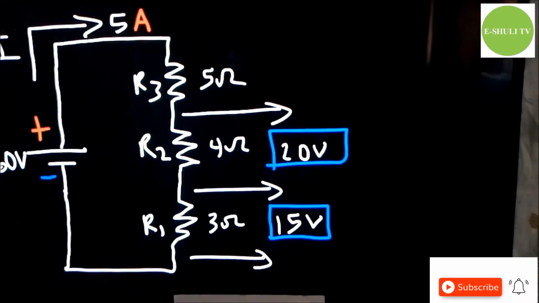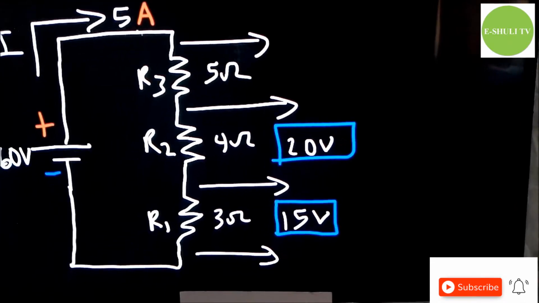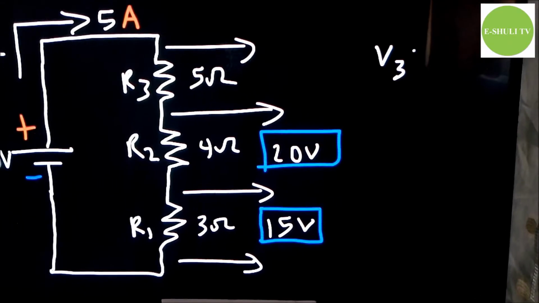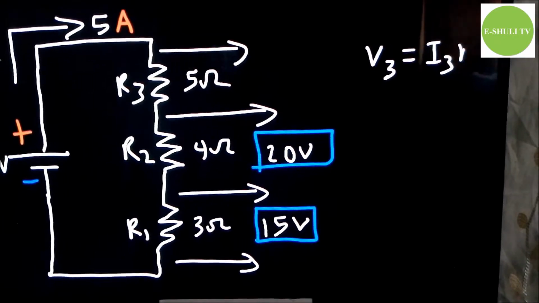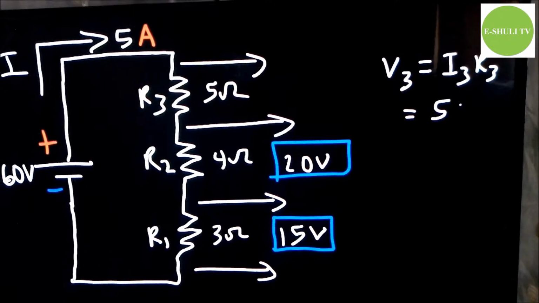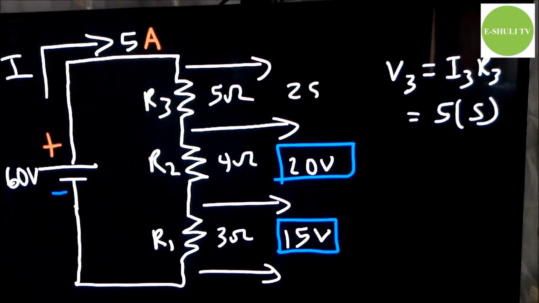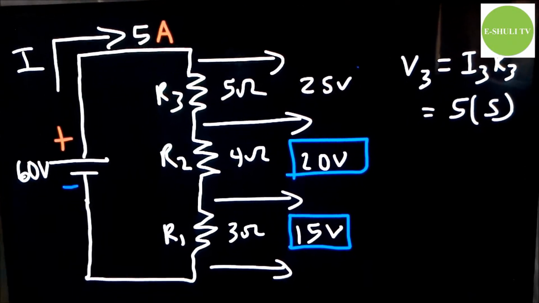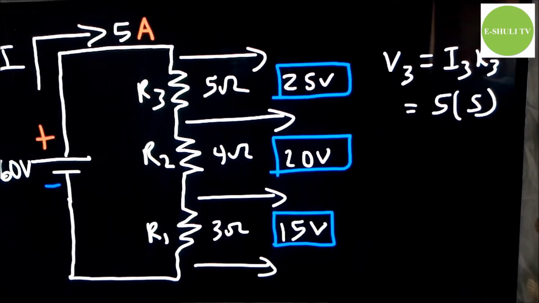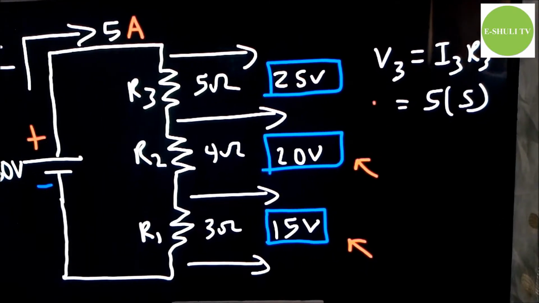Then now you can also calculate the voltage passing through the third resistor. You see is current times third resistor, which is equal to 5 ohms, which will be equal to 25 volts. Cause is 5 ampere times 5 ohms, which is equal to 25.